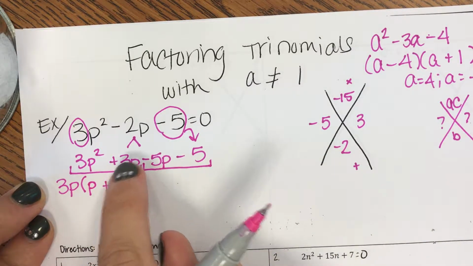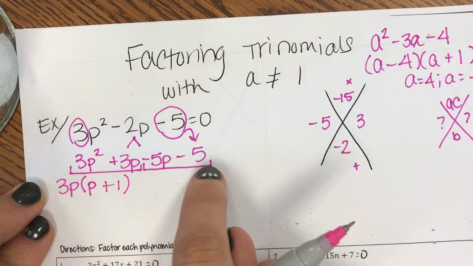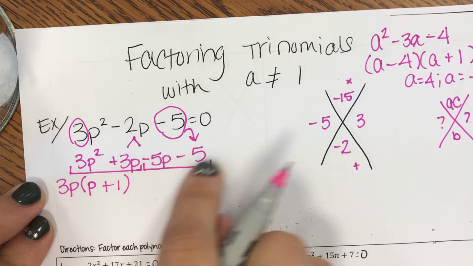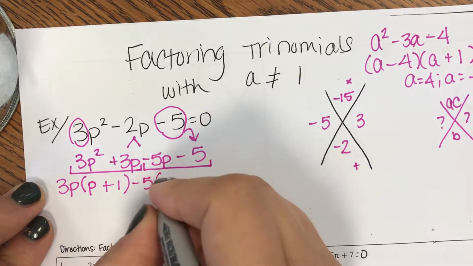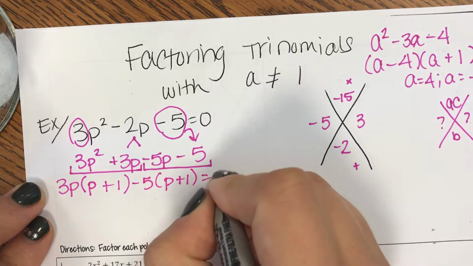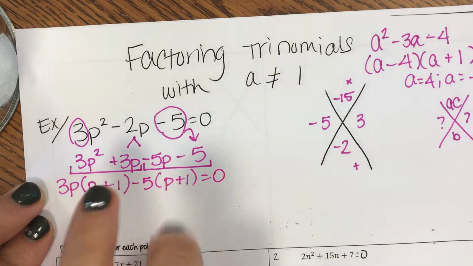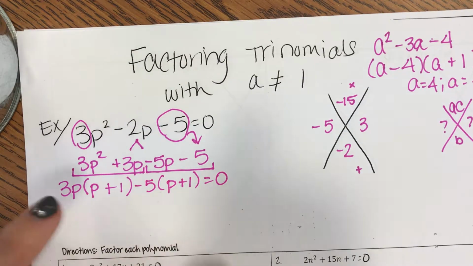Originally I was going to put the 5 here and the 3 here, but 5 and 3 would not have factored, and then 3 and 5 would not have factored. But if I look at it this way, I can factor out -5 from the second set and be left with p plus 1. Now, this is what you want to happen every single time. Something in the parentheses has to match up and has to be the same.